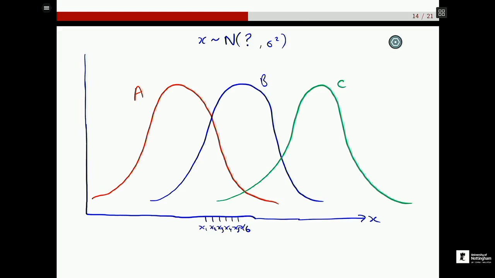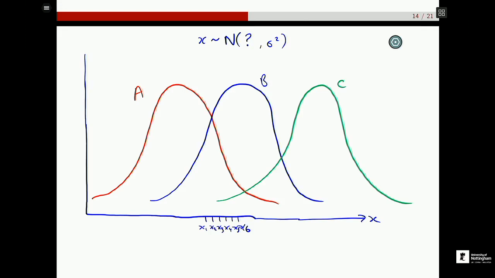It's even more unlikely to have come from C. All these observations are right down in the lower tail of C. The probability of randomly selecting observations from C's distribution and getting these outcomes is absolutely tiny. The chance of getting one of them would be tiny, let alone all 6. So it's really unlikely to have come from C.